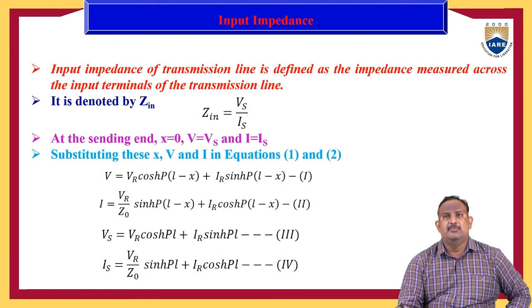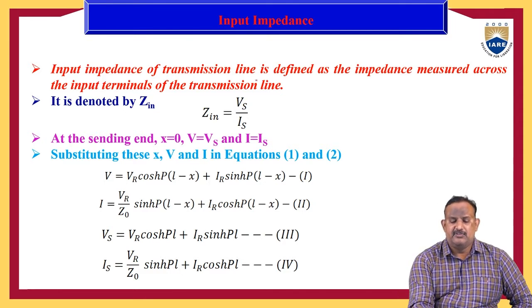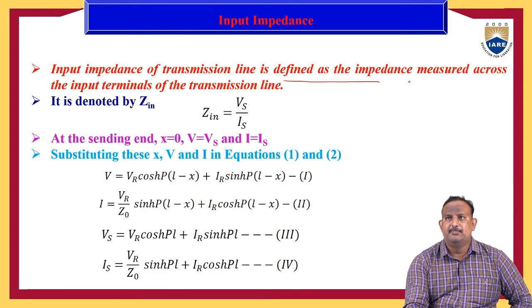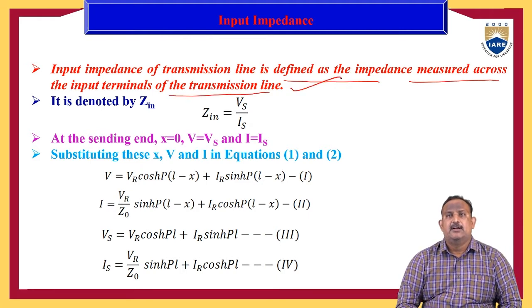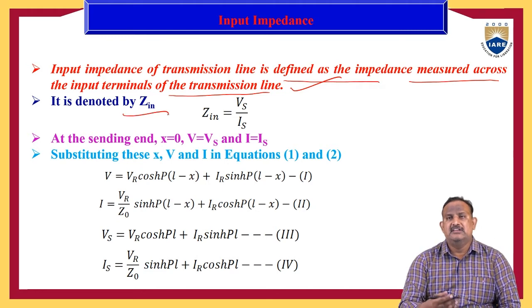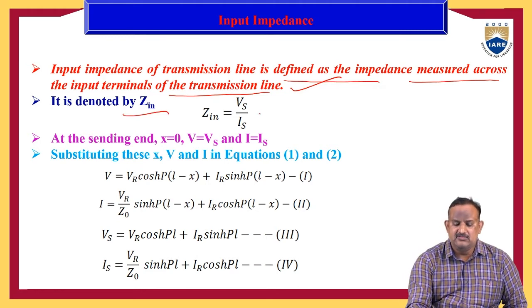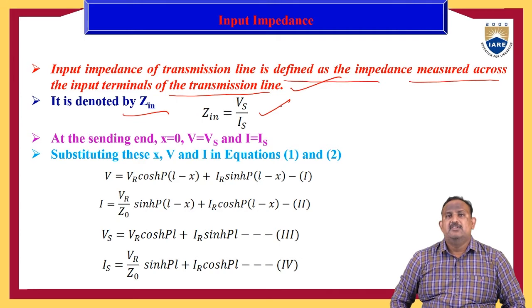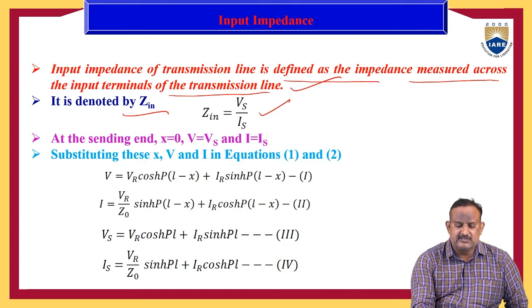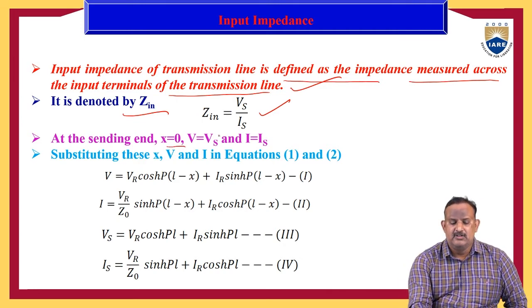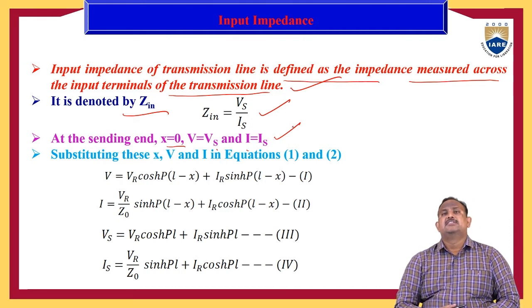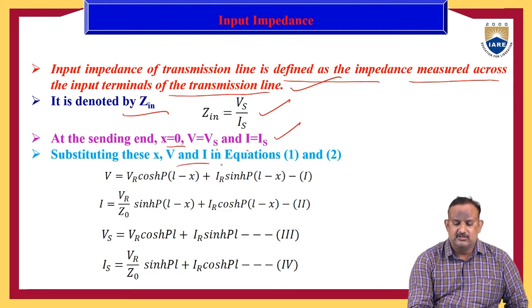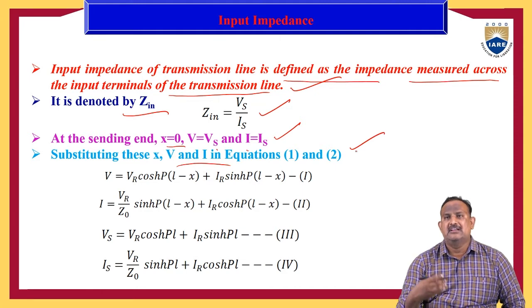Now, we'll find the input impedance of a transmission line. The input impedance of a transmission line is defined as the impedance measured across the input terminals of a transmission line, and it is denoted by Zin. Zin is the input impedance, where Zin is equal to Vs by Is. So at the sending end of a transmission line, we can assume that distance x is equal to 0, V is equal to Vs, and I is equal to Is. Vs is the sending end voltage and Is is the sending end current. Substitute these values in equations 1 and 2, the transmission line equations.